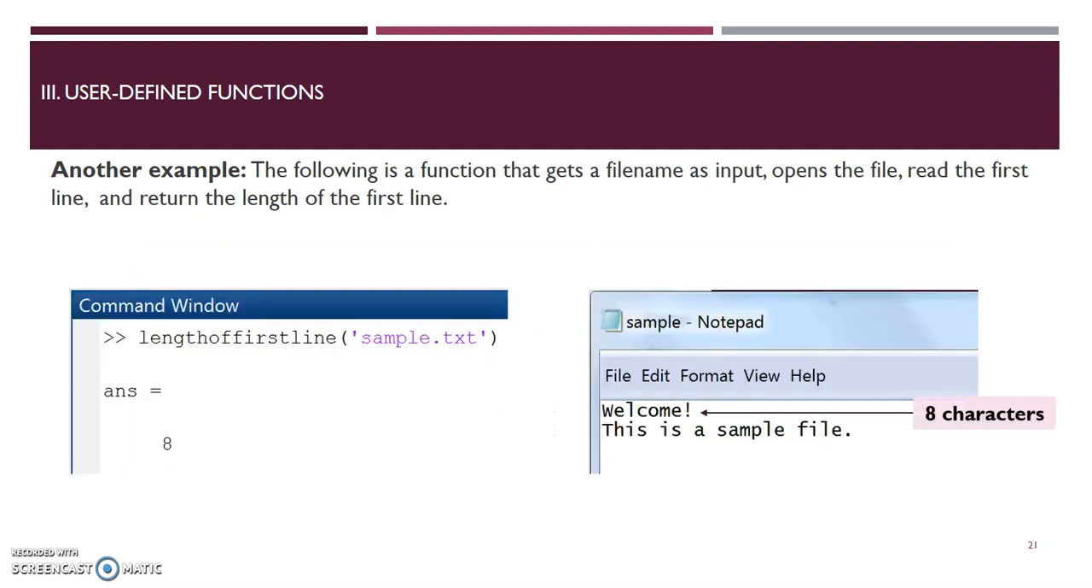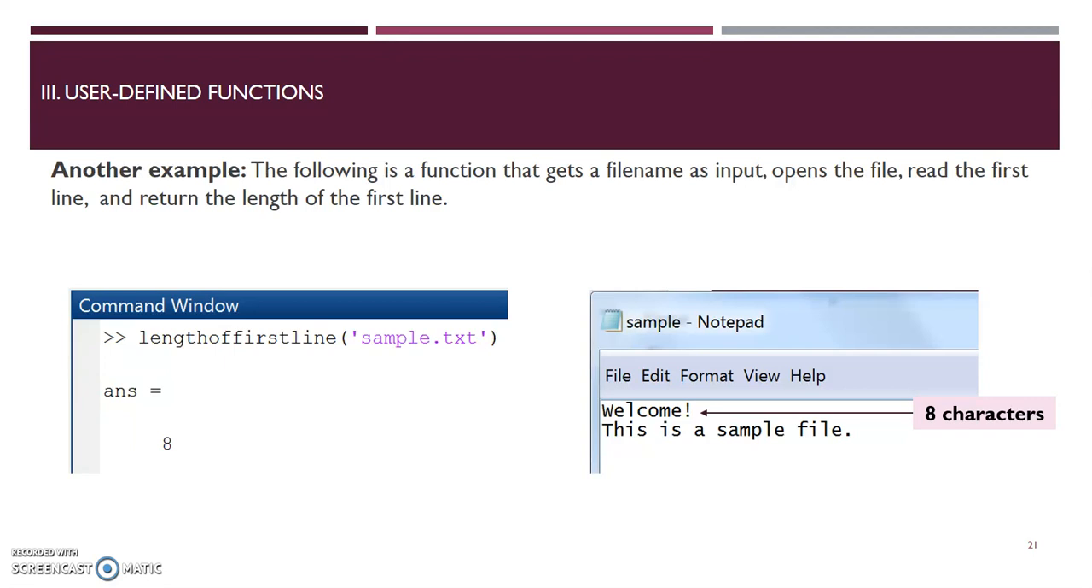So what does this function do here? It is called length of the first line. It receives an input which is the full address and the name of the file. Then it reads the first line of the file and returns the size of that line. So as you see, the length function receives the first line of the file as the input and returns the length of that line.